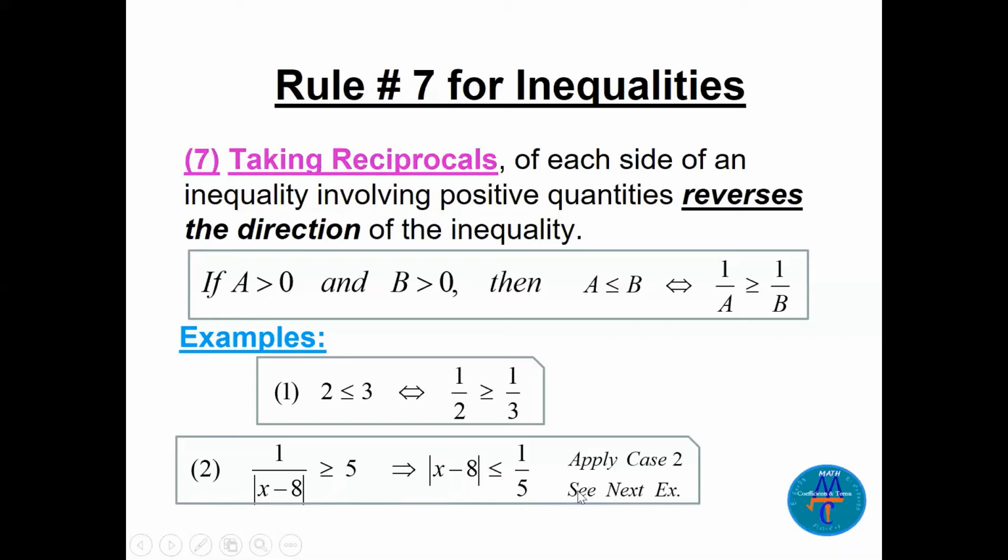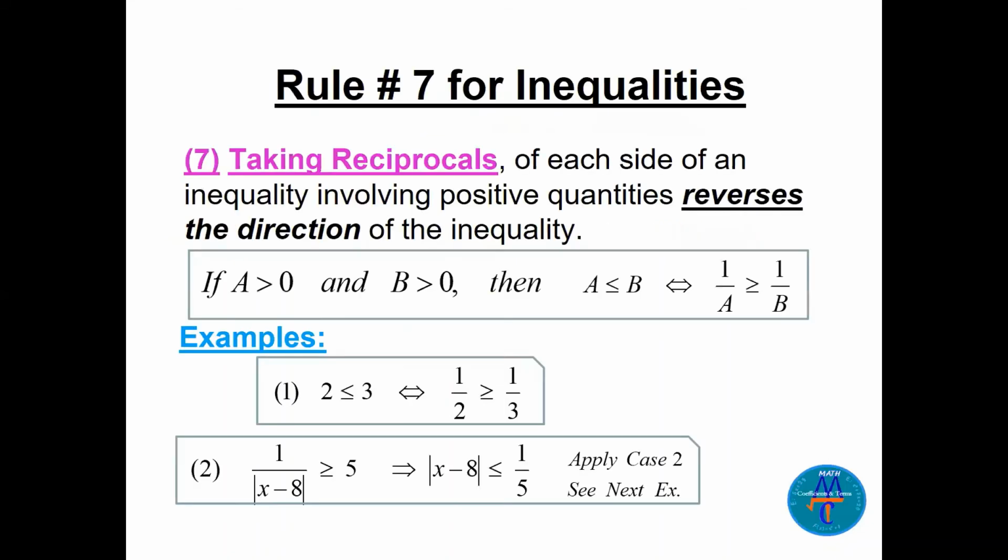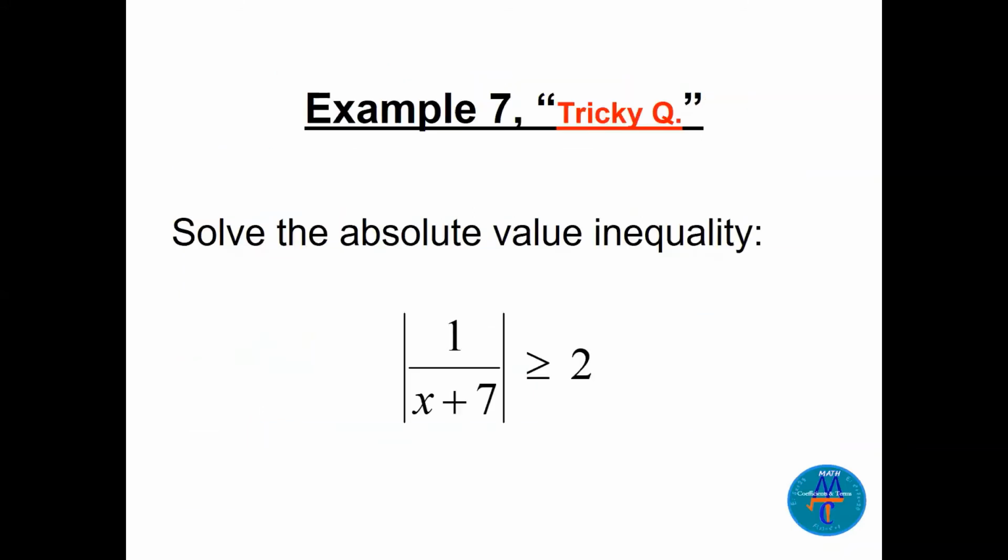We see the next example here. Look at this tricky example. Solve the absolute value inequality: the absolute value of 1 over x plus 7 is greater than or equal to 2. Now you can use any method you like, but if you use rule number 7 for inequalities, taking reciprocals, it will be easier. Now let's see.